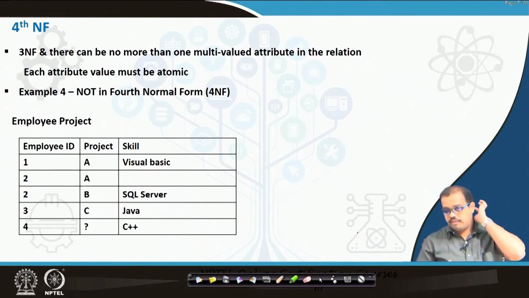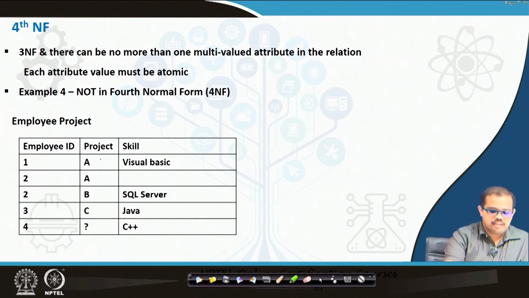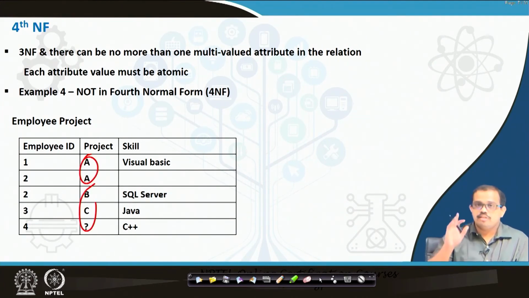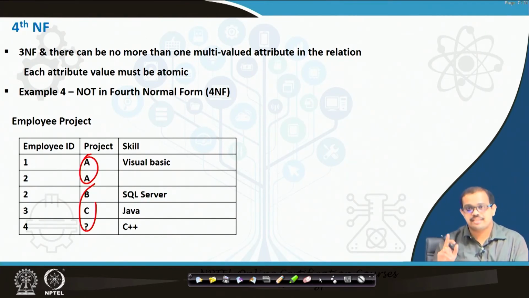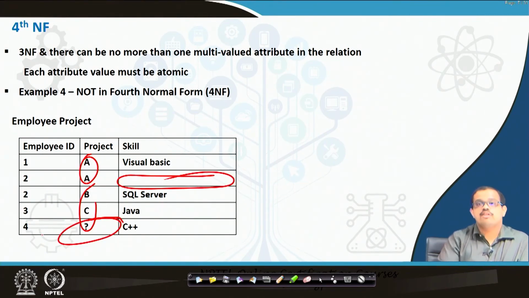For example, if I have some database like this, I have an employee ID which is 1, 2, 2, 3, 4, then I have a project. There are two different projects running. So, please mind here what the fourth normal form says. The first thing is it has to be in the third normal form. First of all, it is not in the third normal form, very clearly it can be seen, and there should be no more than one multi-valued attribute in the relationship. It also states each attribute value must be atomic. When you see here, the attribute value is not atomic.